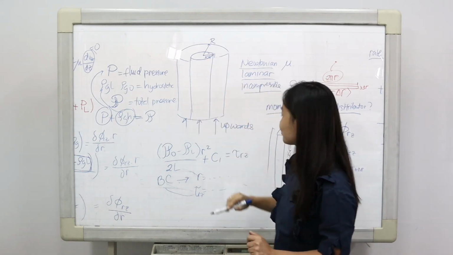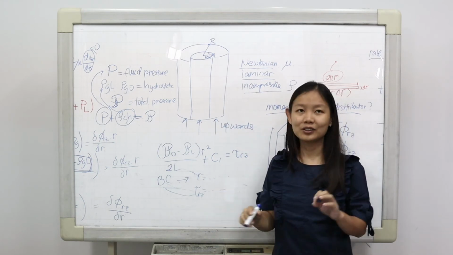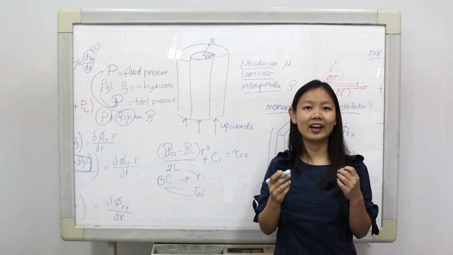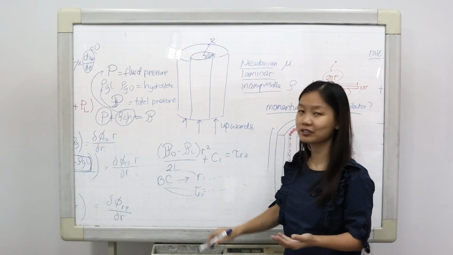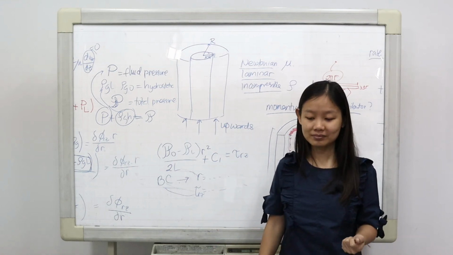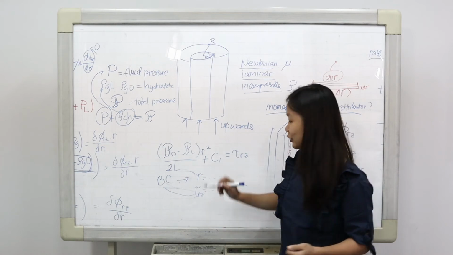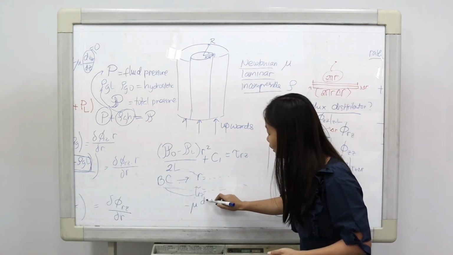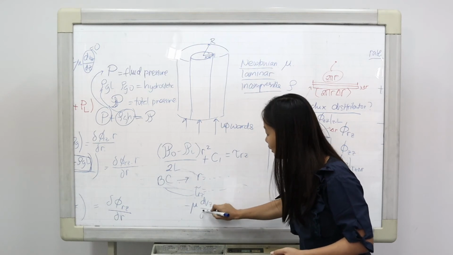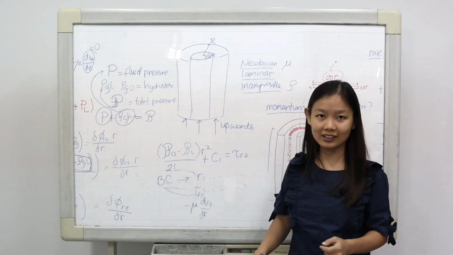Okay. So do you have any idea at which r we know the value of tau rz? Basically tau rz is minus mu dvz per dr.